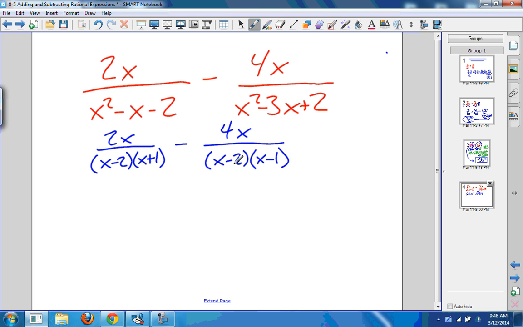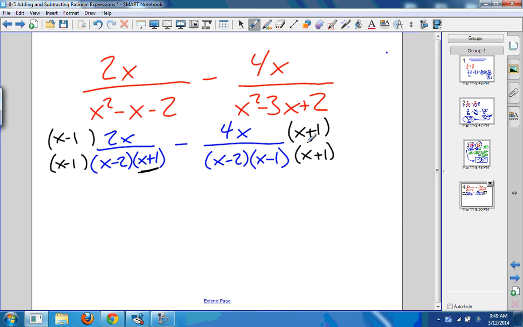Alright, so here, after we factor it, we have x minus 2 and x minus 2 in common. And over here we have x plus 1 and x minus 1. So it looks like my left side is missing an x minus 1, because x plus 1 and x minus 1 are not the same. So I'm going to have to multiply this by an x minus 1, and the top by an x minus 1. And the right side is missing this x plus 1 here. We'll multiply it by an x plus 1 and an x plus 1.